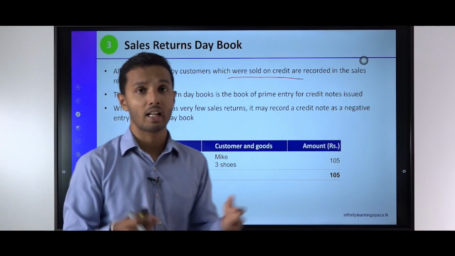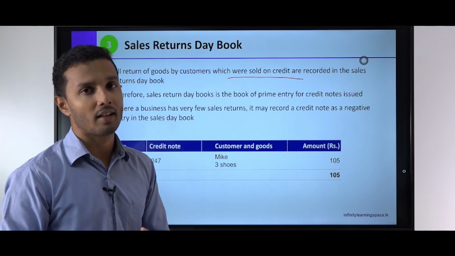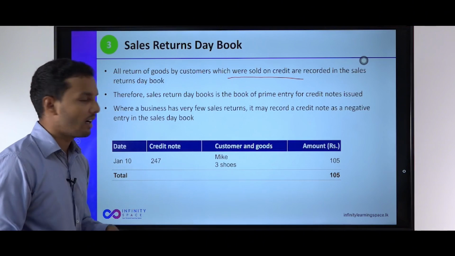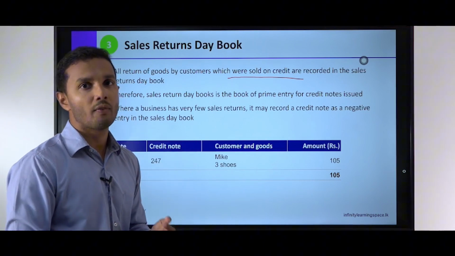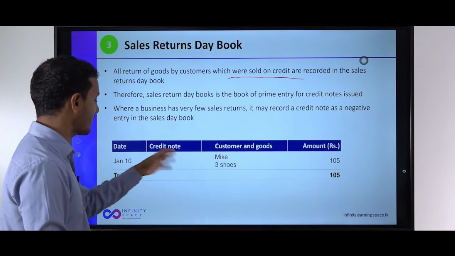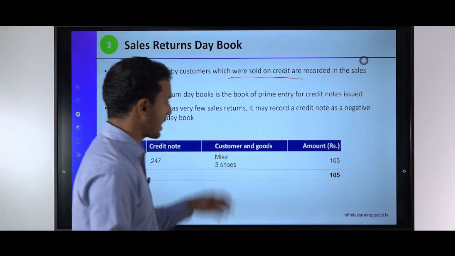So instead of maintaining a separate sales return day book, the business can record the credit notes as negative values in the sales day book itself, but that is not advised. Normally the business should have a separate prime entry book for sales returns. So the format is simple: date, the credit note number, the number issued by the business, customer and the goods.